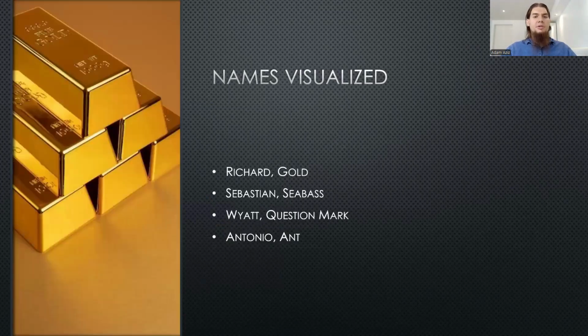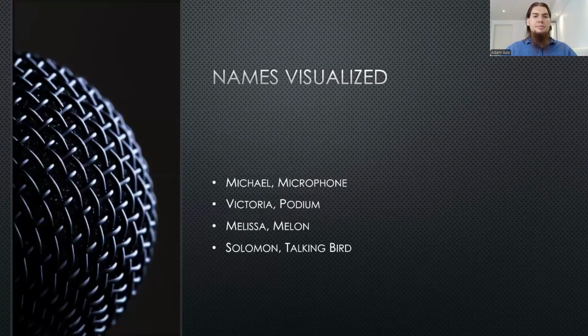For Richard, we could take the first sound, rich, and have his name be represented by gold bars. For Sebastian, we could take the first two syllables, Sebas, and have his name be represented by a sea bass. For Wyatt, we could take the first syllable, Y, and have it be represented by a question mark. For Antonio and Ant, the first three letters.